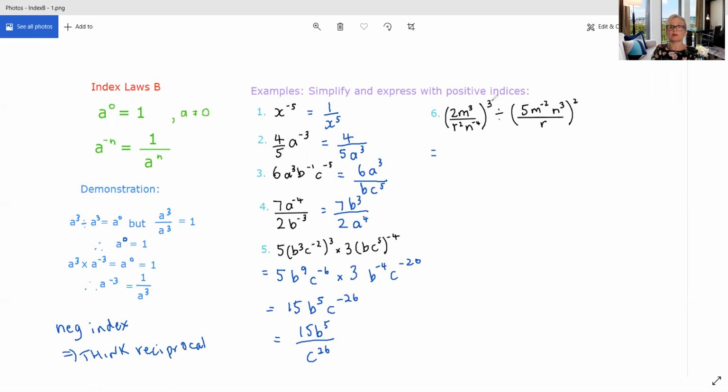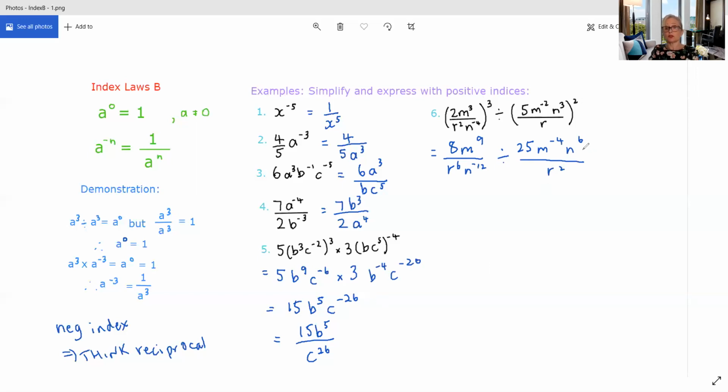All right, this one here, let's just get rid of the brackets first and then we'll deal with the fact that we've got to divide it by. So we're going to bring the cubed into everything. So 2 cubed is 8. M cubed is m to the 9. R squared cubed is r to the 6, and n to the negative 4 cubed is n to the negative 12. I'm multiplying the indices. Don't try to do too many things in the one step. Leave this as a divided by for now. 5 squared is 25. M to the negative 2 squared is m to the negative 4. N cubed squared is n to the 6 over r squared.